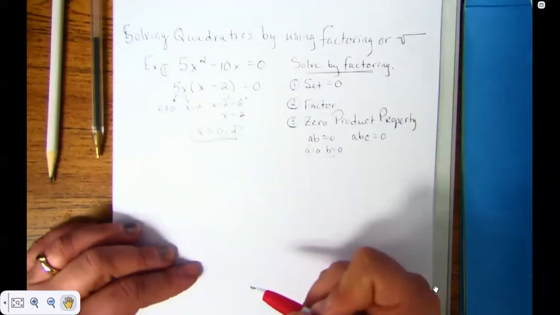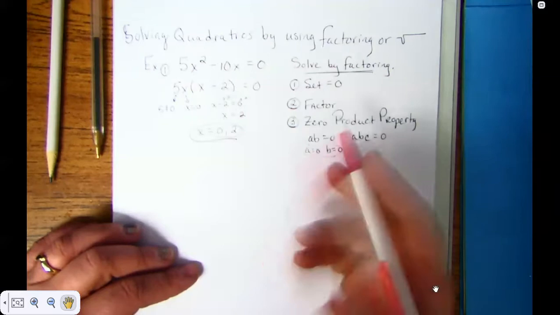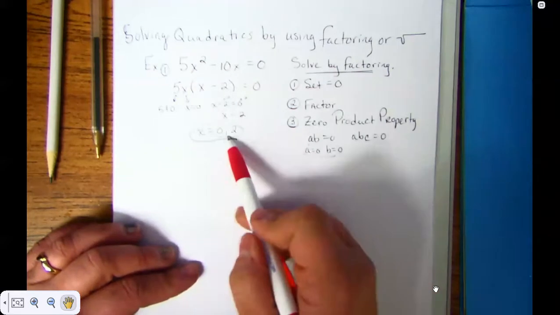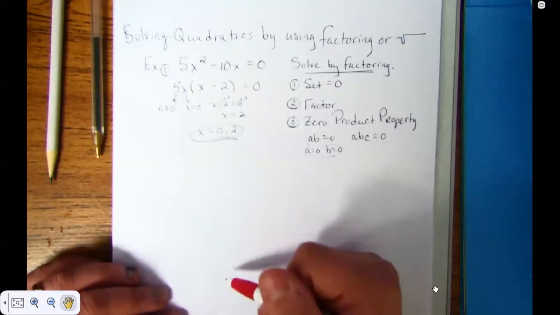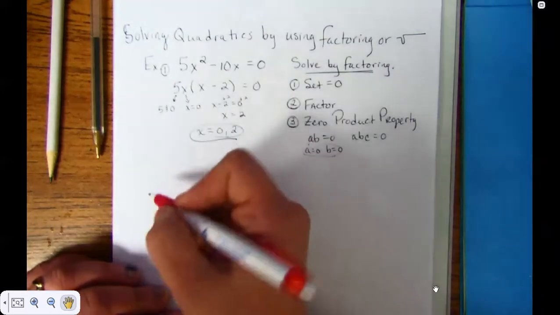We'll talk about the graphing a bit too, but they're parabolas. These are the x-intercepts because they're real solutions. They are the place where the graph would touch the x-axis. All right, let's try another example.